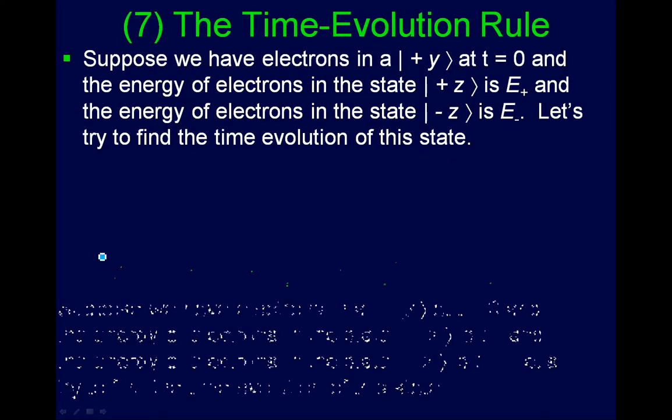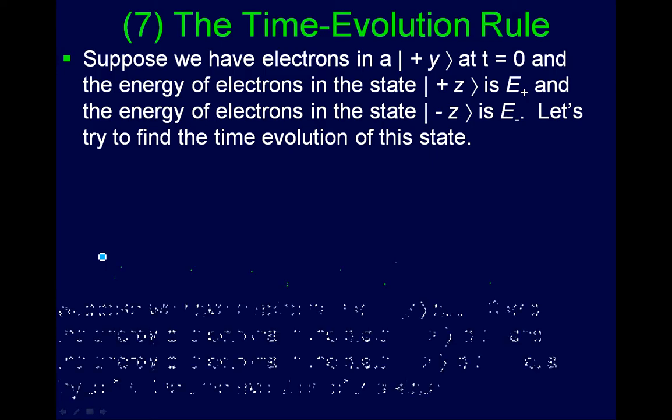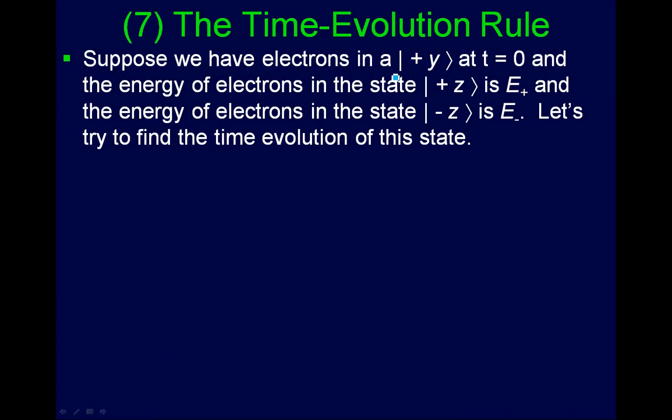So let's now try to do an example. This example is very similar to the example they do in the text, so you can get two different views of this. I think ours are slightly different, but it's a very similar thing. Suppose we have an electron that starts out in the positive y state. So its spin is aligned with the positive y direction at time 0.